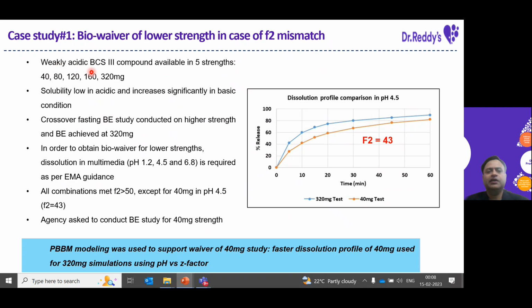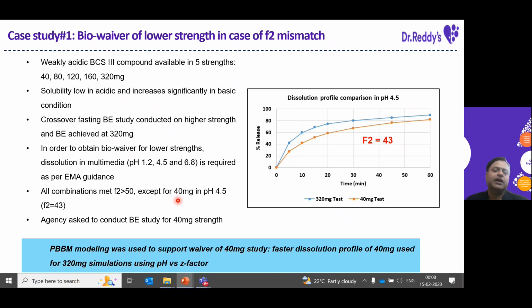This was a weakly acidic BCS class 3 compound which had 5 strengths ranging from 40 to 320 milligram. We did the BE study at 320 milligram. This compound has low solubility under acidic conditions, and the solubility increases in basic conditions. As I said, we did a fasting bioequivalence study at 320 milligram. In order to obtain the biowaiver for the lower strength, especially as per the EMA guidance, we have to generate the comparative dissolution at 3 pH. In all the pH conditions, the requirement of F2 greater than 50 was met.